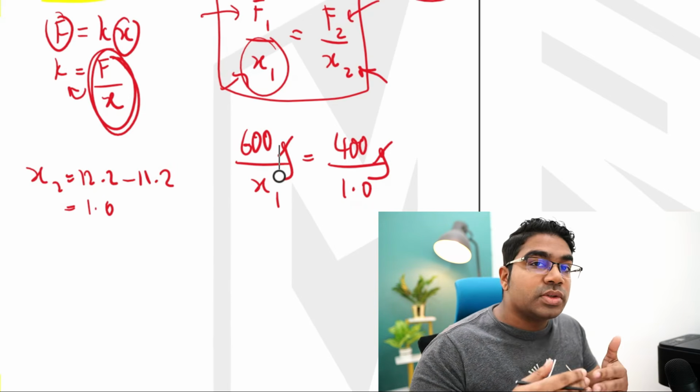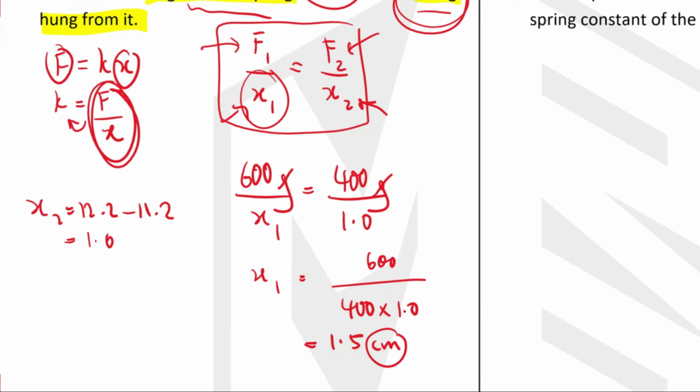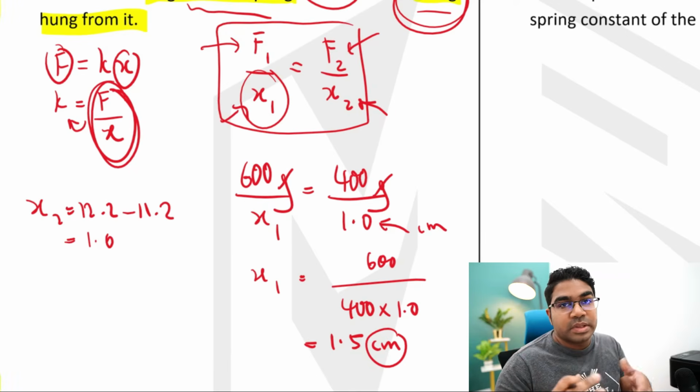You can just use the mass itself. Now we can solve. X1 will be equal to 600 over 400 times 1.0. And the answer is 1.5 centimeters. How do we know it's centimeters? Because you substituted 1.0 centimeter here. Left and right will be the same units.